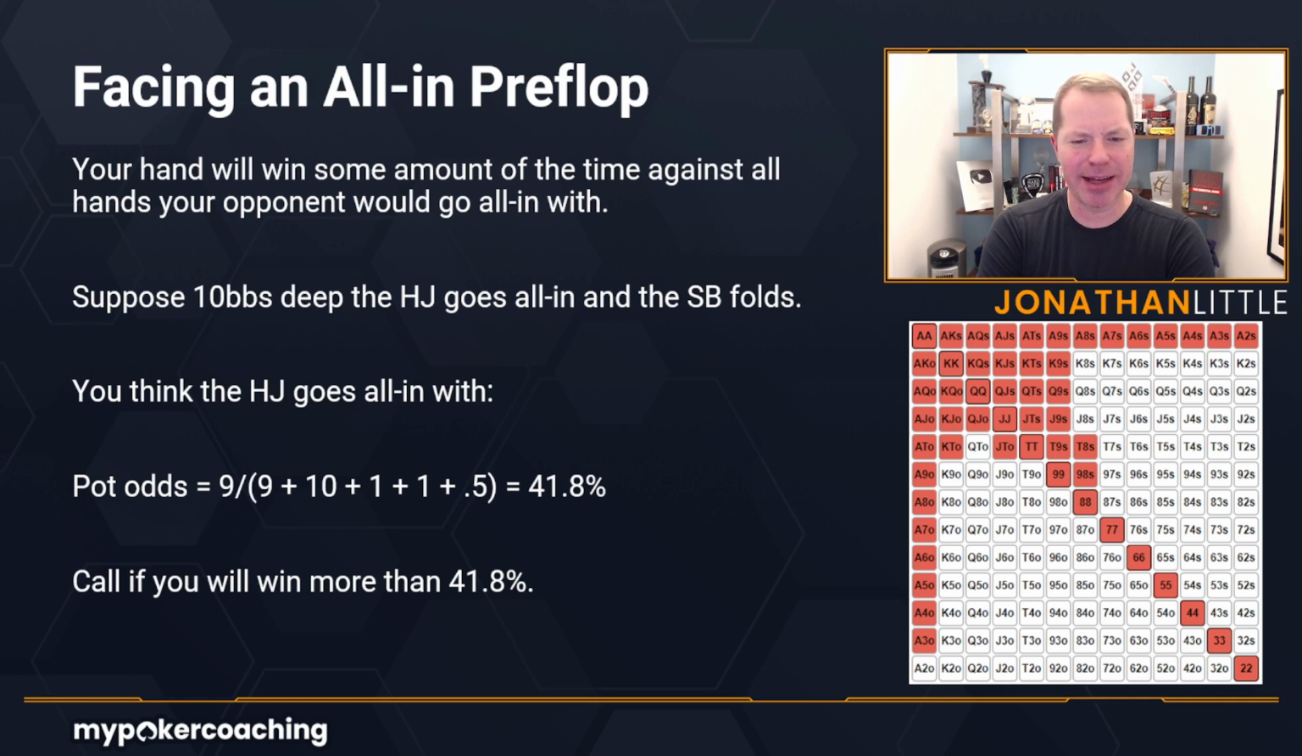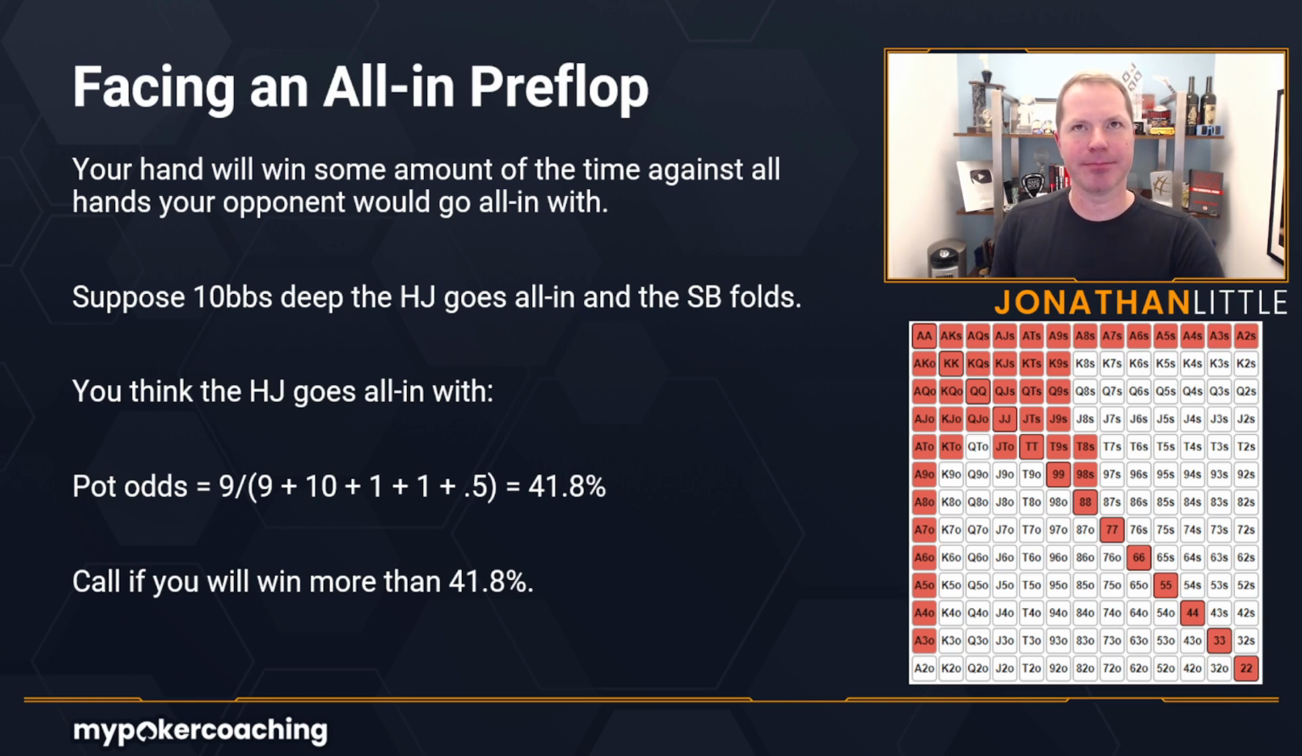Suppose 10 big blinds deep, the hijack goes all in, the cutoff folds, the button folds, the small blind folds, and it is on you in the big blind. Okay? Let's say you think the hijack is going to go all in with this range. This is roughly the game theory optimal range. They're shoving the hands in red, folding the hands in white. All right, that's what they're going all in with.